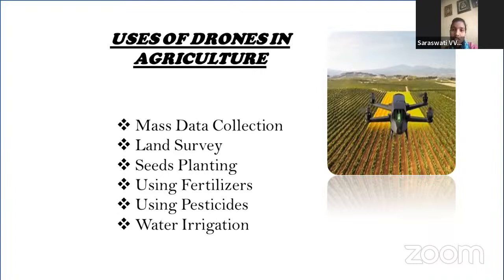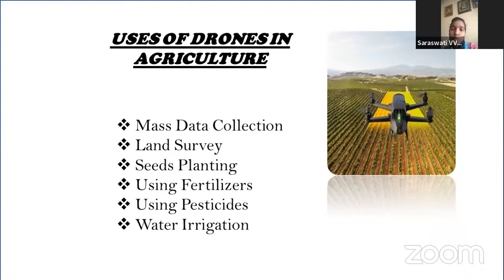And the next point, using the pesticides. Drones can also spray pesticides on the plants. Small remotely piloted aircraft are being used to apply pesticides around the world, especially in the southeast area.